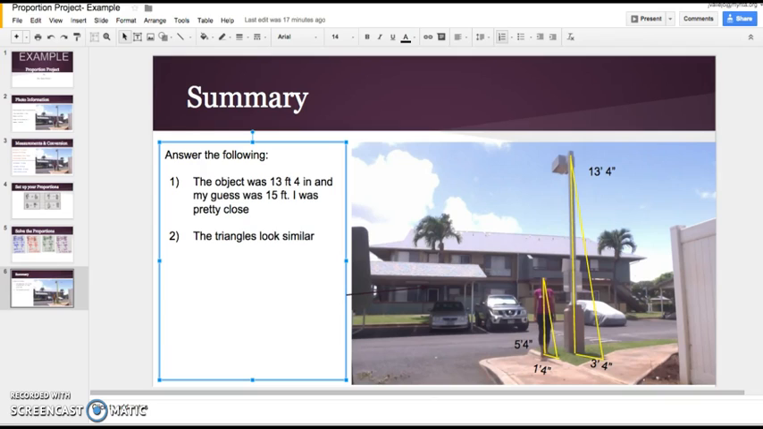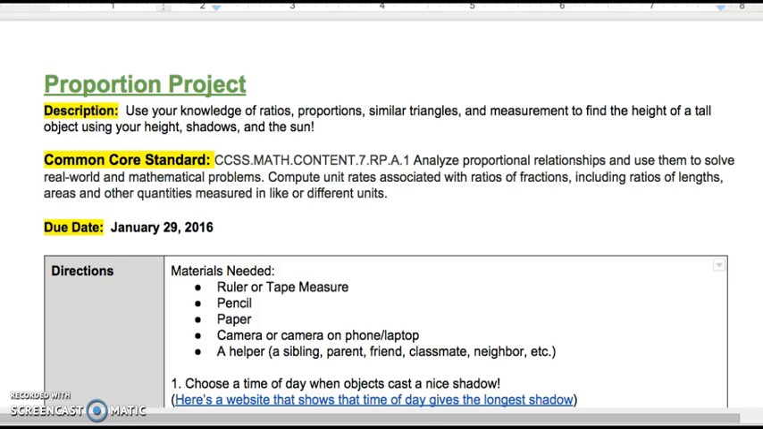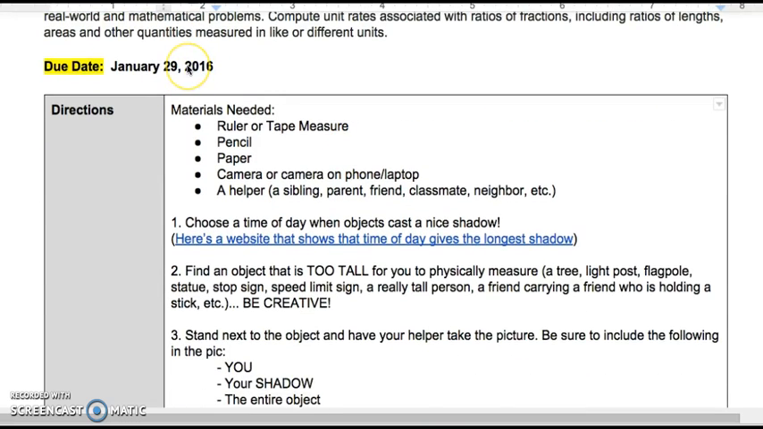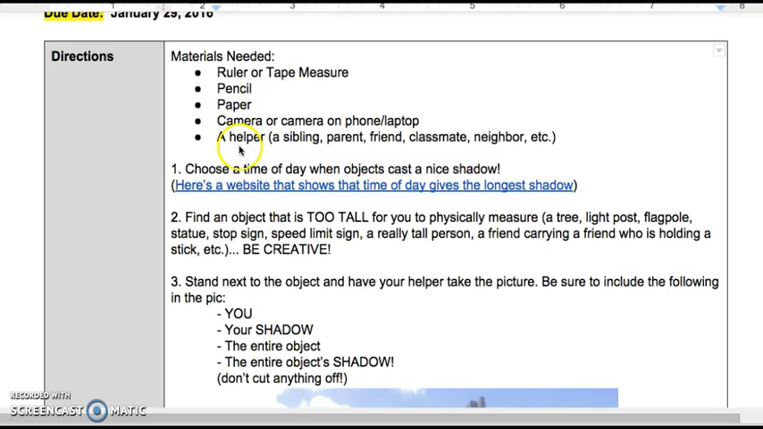So now that you saw an example, let me go back to the directions and give you specific information. So here are the directions, and the description says, use your knowledge of ratios, proportions, similar triangles, and measurement to find the height of a tall object using your height, shadows, and the sun. Here's the Common Core standard we're working with, and the due date for this project is 2 Fridays from now, January 29th, and you'll be presenting this in class. Here's all the materials you'll need, so just look over that.